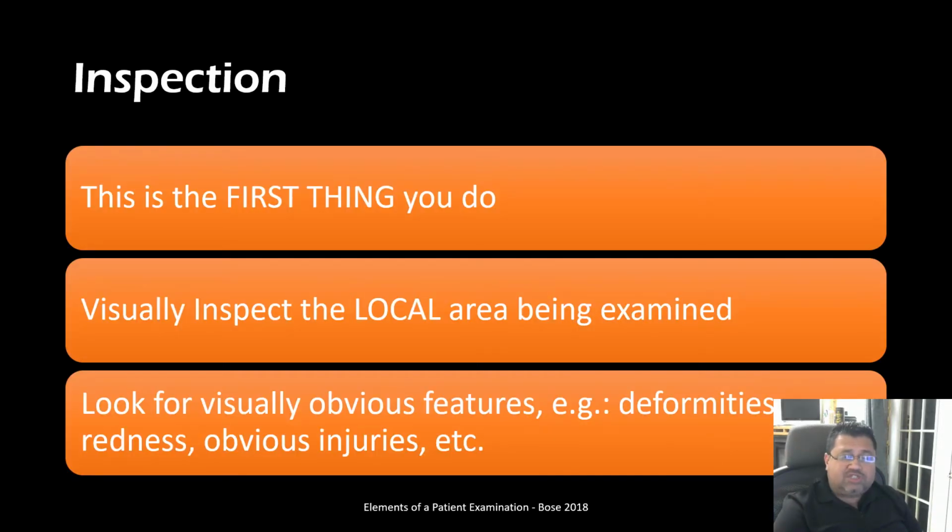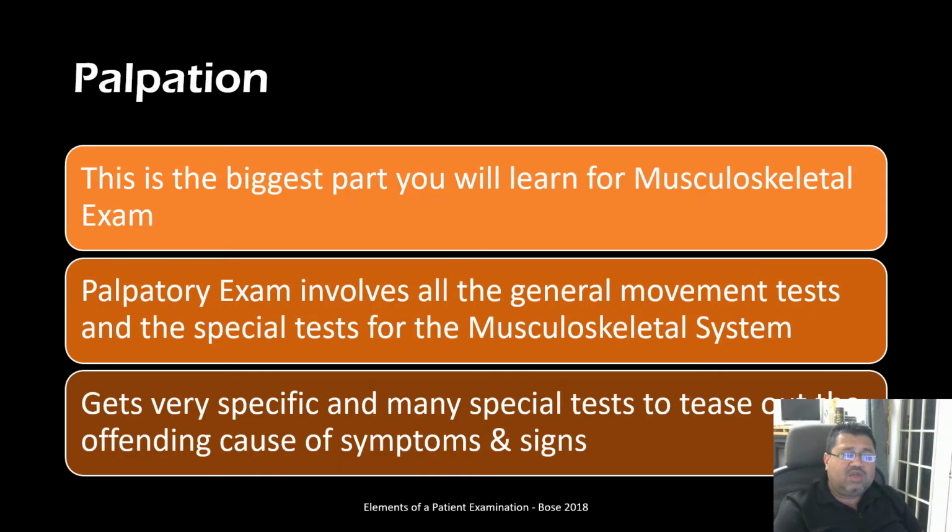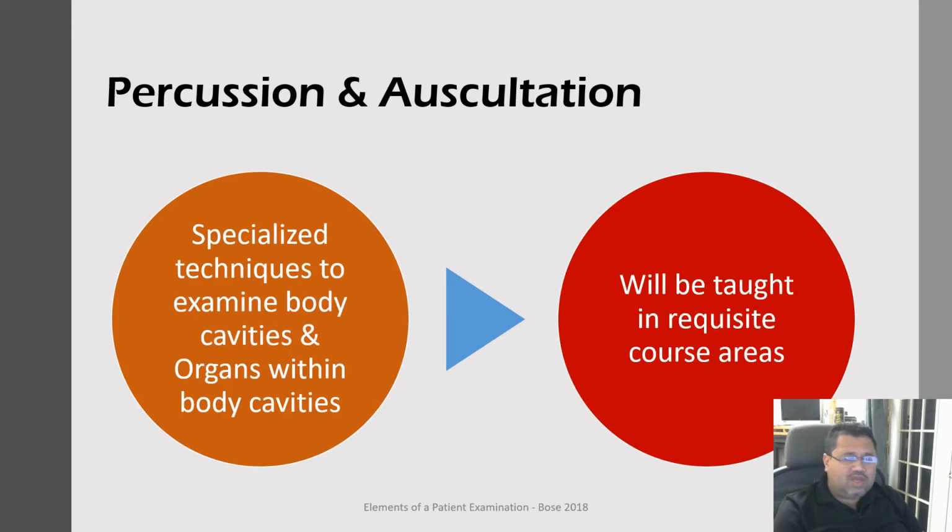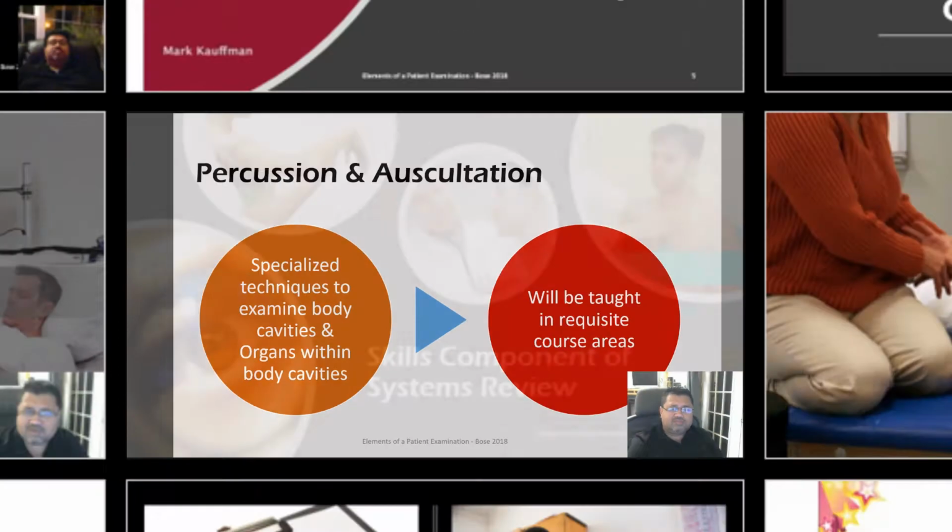So inspection is the first thing that you do, and you visually inspect the area for deformities, for redness, obvious injuries where there is an arm that is twisted and things like that. That means there is an obvious injury there. Palpation is the biggest part. You will learn this more in musculoskeletal, but also in other areas, every system area that is taught to you. So I'll teach you cardiorespiratory examination later on. And I already talked about this.